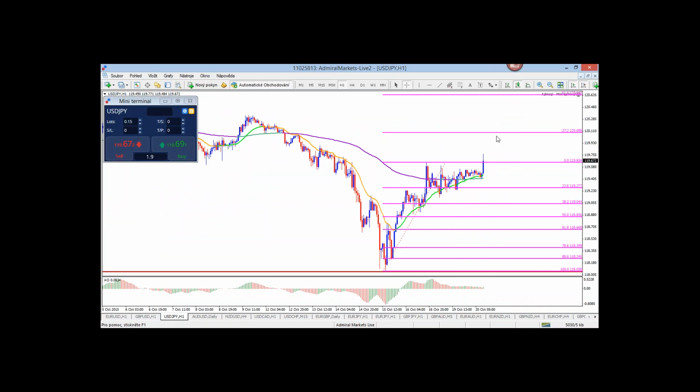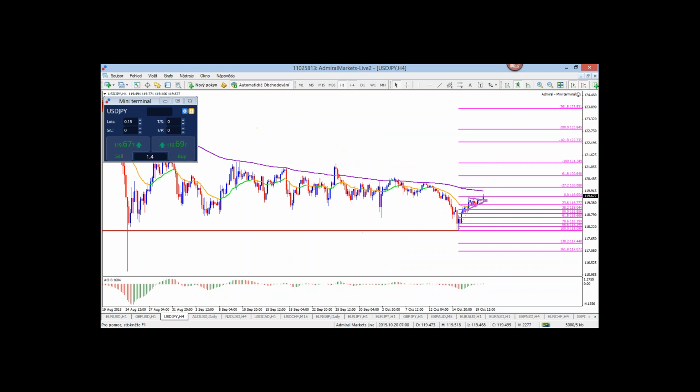Dollar yen is breaking to the upside. There was a bit of a mini triangle right here. A mini triangle is being broken to the upside. I again see some limitations to the upside, considering this target is close by with the long-term moving average. So no, I would not be that interested in trading the dollar yen.